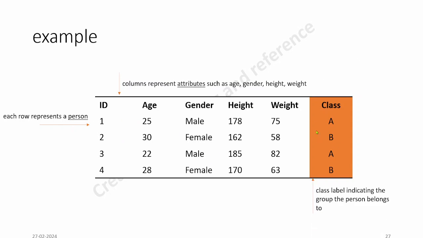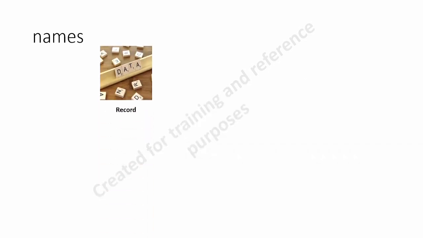Now, this class column is more from the machine learning side of it. So you're saying a person with these attributes belongs to class A. Or its class can be male, female, or any other suitable category. Each row is an instance, or a row, or a person. So there are various names for the rows. Typically, they're called records, samples, points, cases, entities.